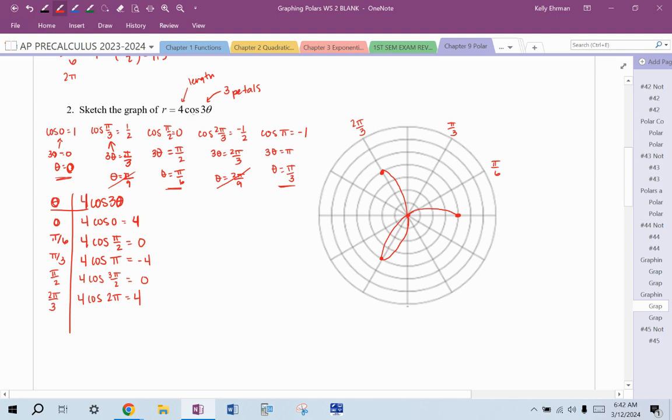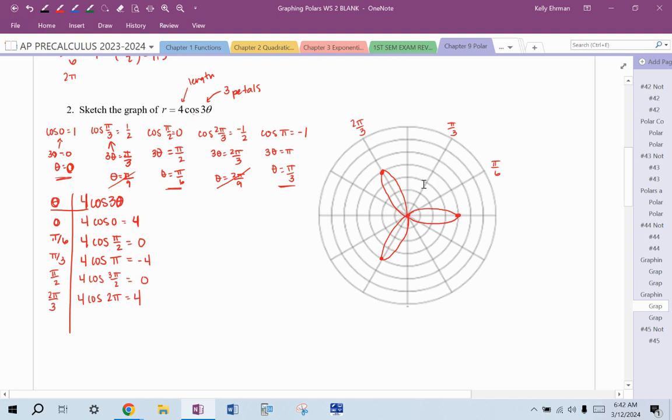Now, do I need to plot any more points? I don't think so. I'm supposed to have 3 petals. I've got 3 petals showing. So I know that the next point is going to come back down to the origin, and then it's going to finish out right here. You could plot more points if you want to confirm that.